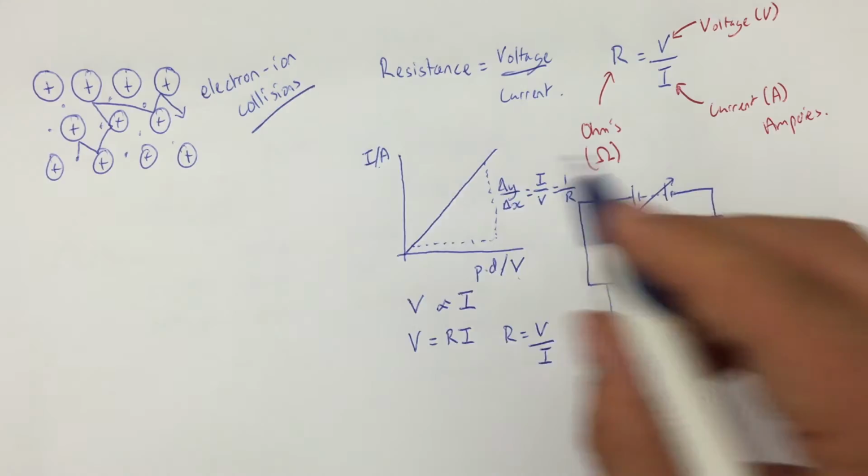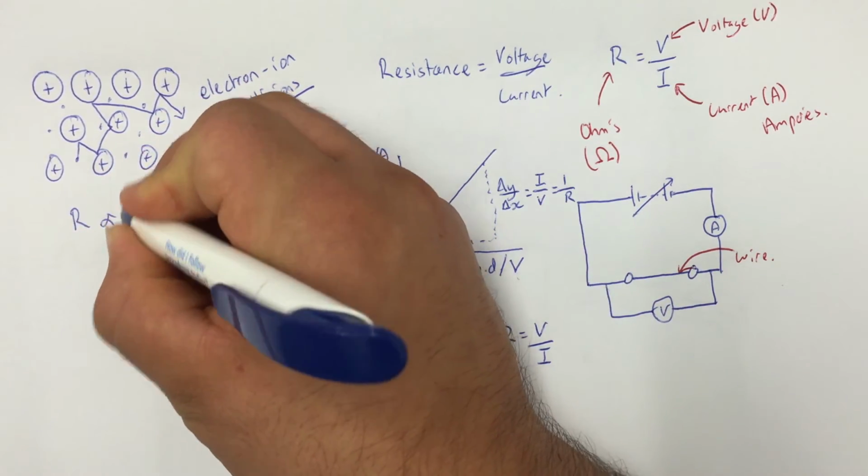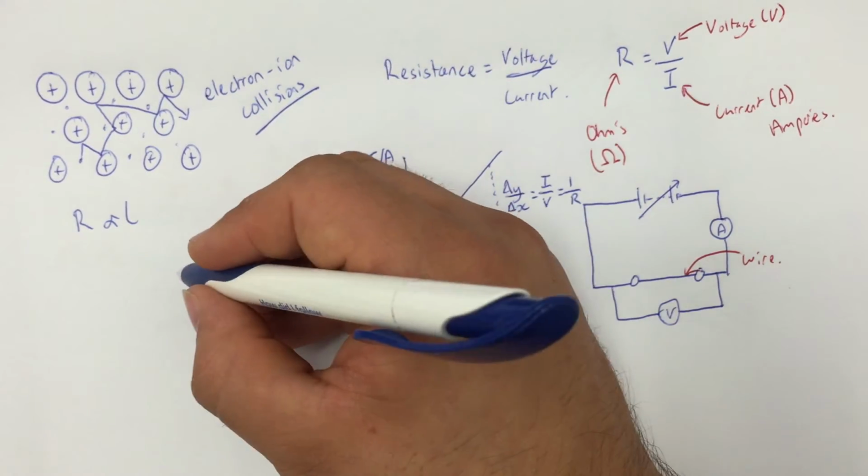If we make the wire longer, so if we increase the length, then we will increase the resistance. Resistance is directly proportional to length.